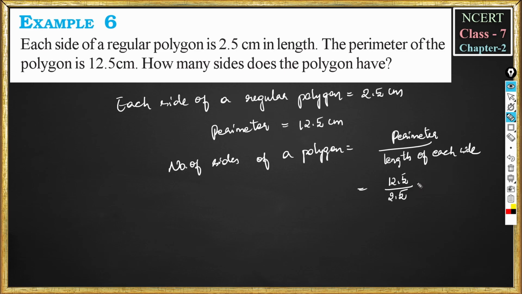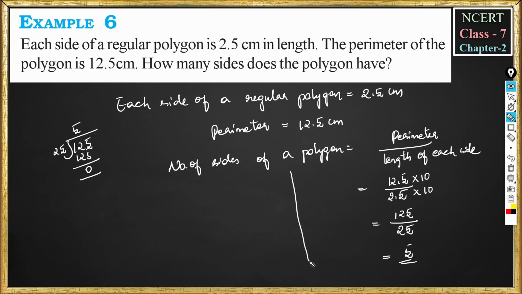Since there is one number after the decimal point both in the numerator and denominator, you can remove this decimal point by multiplying 10 on the numerator and denominator. So this becomes 12.5 into 10, which is what? 125, because the decimal point moves one place to the right, and 2.5 into 10 will become 25. So if you divide 125 by 25, we get 25 5s 125. Remainder is 0. So the answer is what? 5. So the total number of sides the regular polygon has is 5 sides.